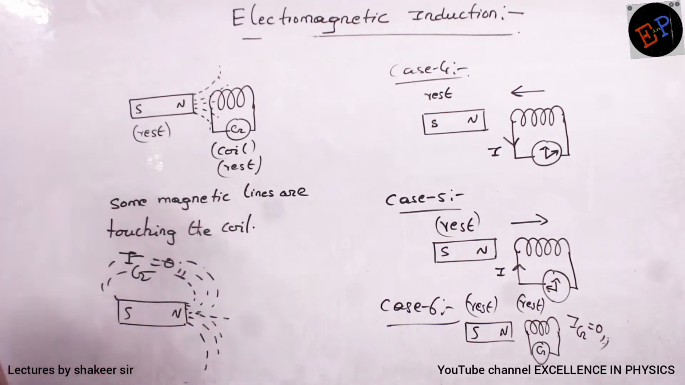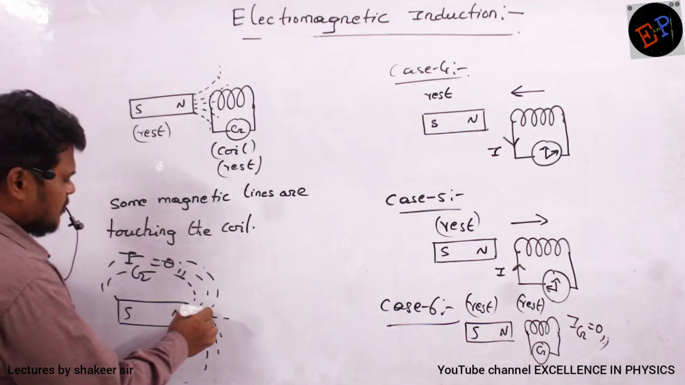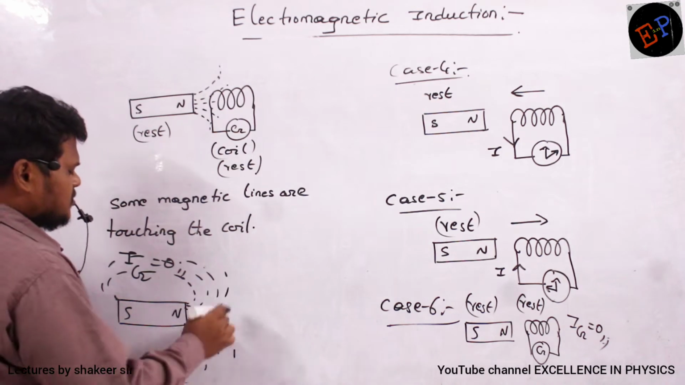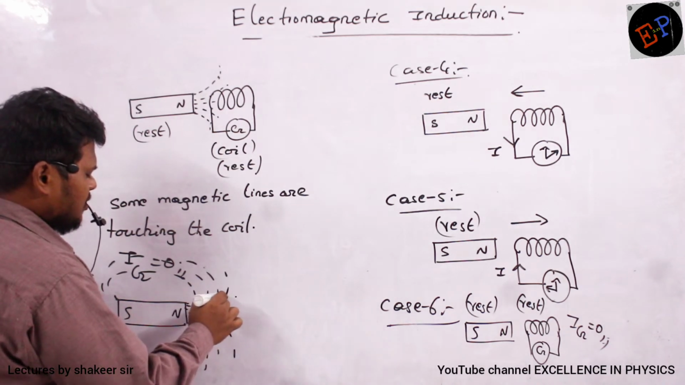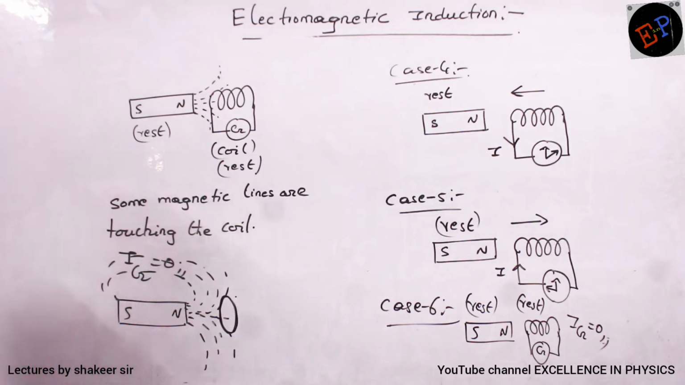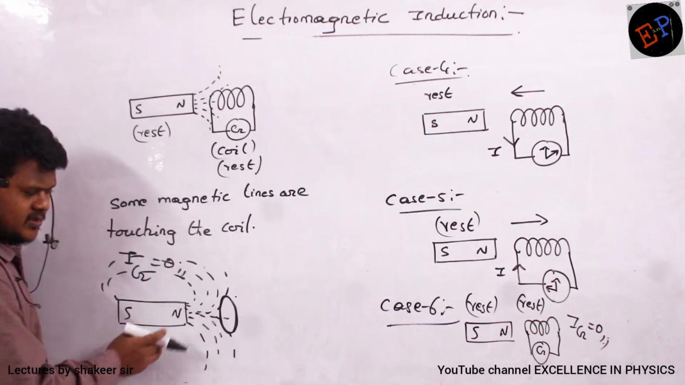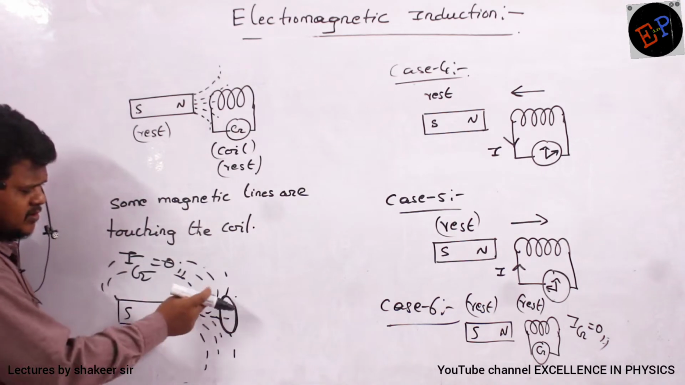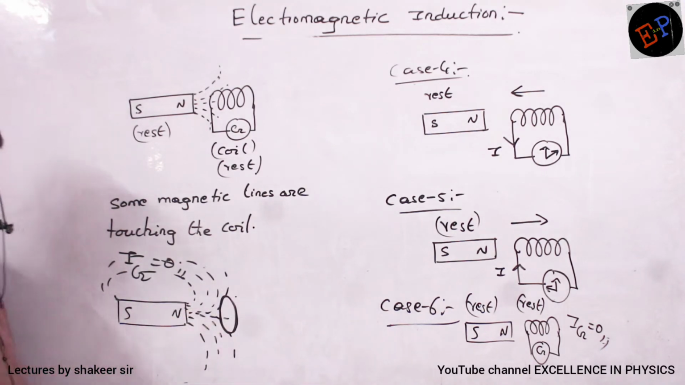This is how the field appears. Like this. So if there is a coil present here, how many lines is it touching? Approximately, we are saying, 1, 2, 3 lines only it is touching.